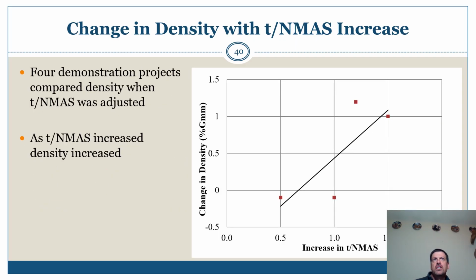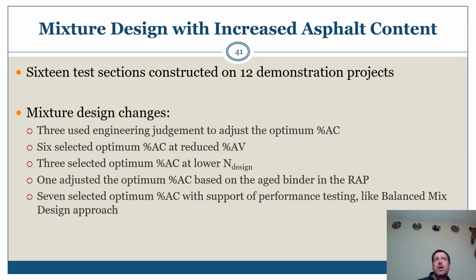This slide shows 4 demonstration projects that compared density with adjustments to thickness to nominal maximum aggregate size, and we got increases in density, right, with increase in the ratio. Okay, yeah, that was 4 projects.